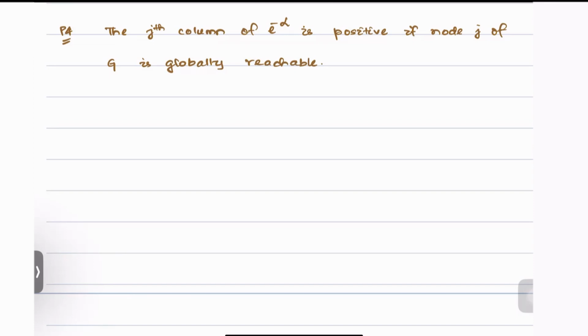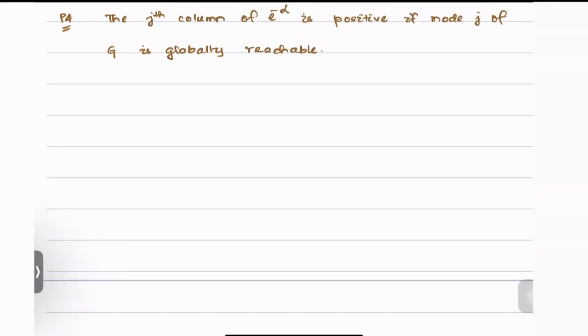Again, the proof follows quite directly from the new adjacency matrix AL that we have. Let's see how it goes. Let's start with the proof.